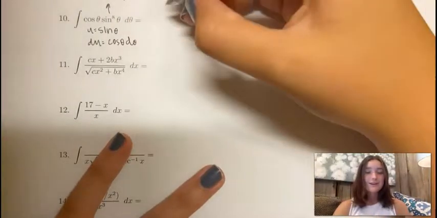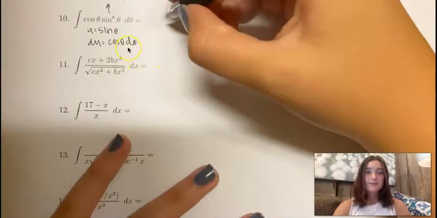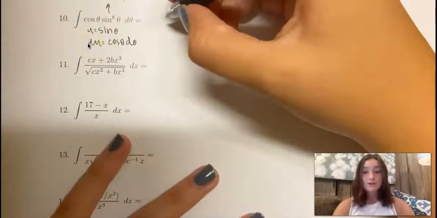So I've got my u, and my du is cosine of theta d theta. If I isolate that d theta, I'm going to get du over cosine theta, technically, but that 1 over cosine theta is going to cancel with this cosine theta in the original and make things simpler for us.